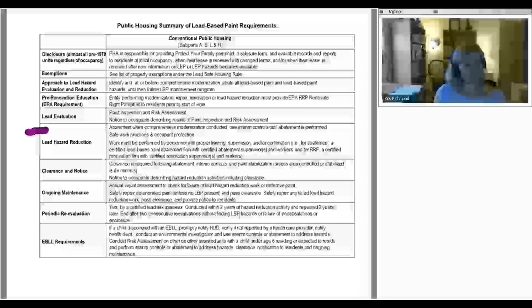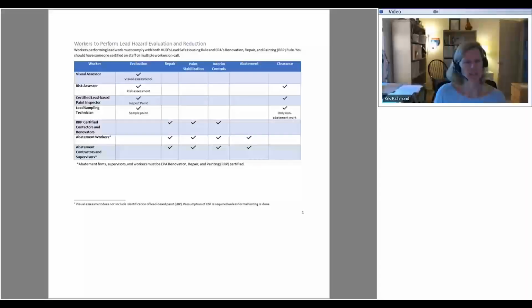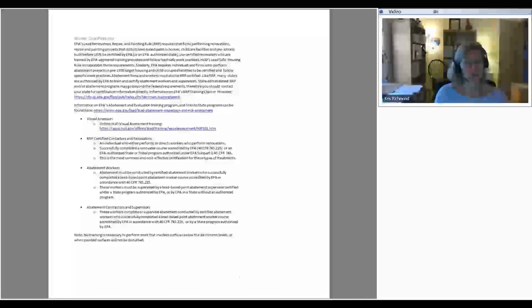Let's see. Okay. And then just to show you too, we have this handout of who can perform what kind of work. Remember here we're doing either interim controls or abatement. For interim controls, it's people trained in RRP. If we're doing abatement, we have our abatement workers and our abatement contractor supervisors that can do that work for us too. And the second page of this document shows you where they can get the training and what regulations that follows.